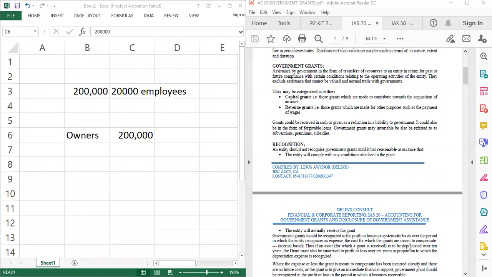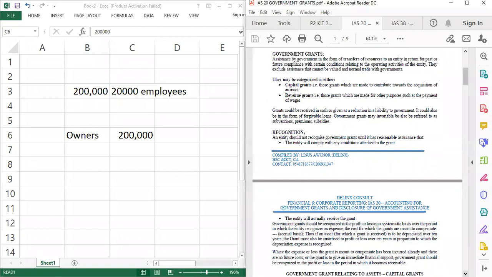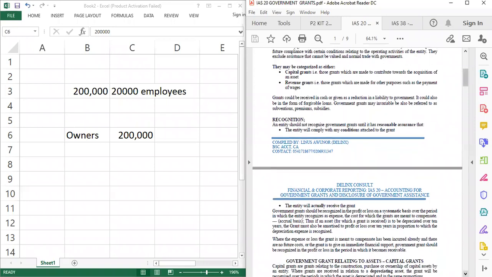That is very nice. Let's look at types of government grants. Government grants may be classified as capital grants, those grants which are made to contribute towards acquisition of an asset, and revenue grants, those grants which are made for other purposes, such as payment of wages. Let's take them one by one.